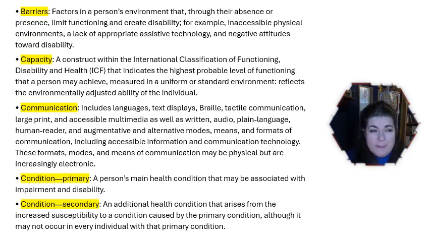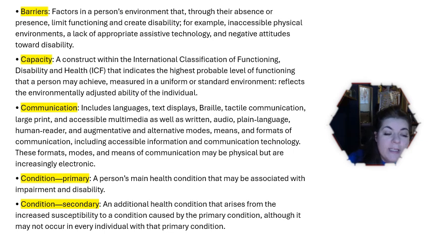All right, everyone. So, what is a barrier? A barrier is a factor in a person's environment that, through their absence or presence, limits functioning and creates disability. For example, inaccessible physical environments, like if I had not put in that handicap ramp, a lack of appropriate assistive technology, someone who cannot walk well but doesn't have their cane, negative attitudes towards disability.